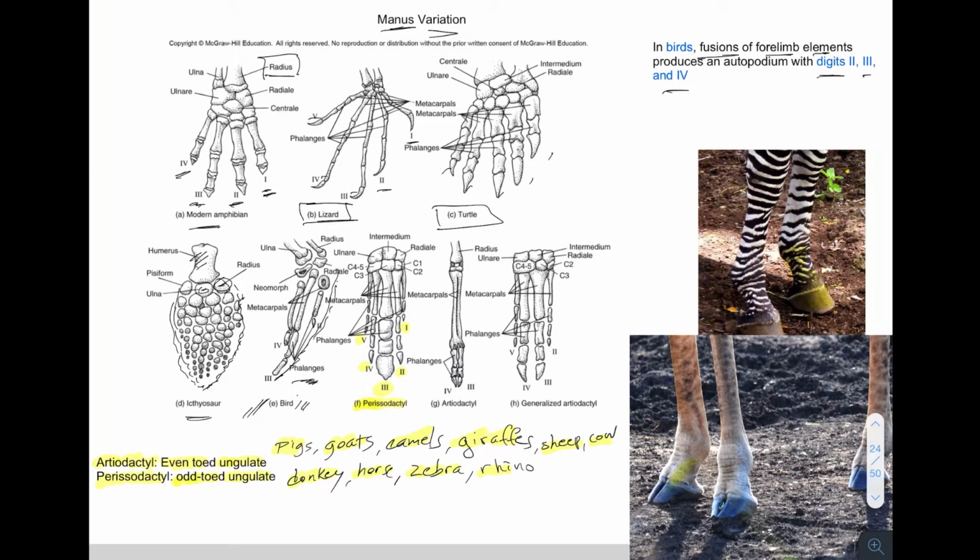But basically what you see here are two sets of hooves, right? Basically, you can think about them as two nails. So these are even-toed ungulates, right? Because 2 is an even number, 1 is an odd number.